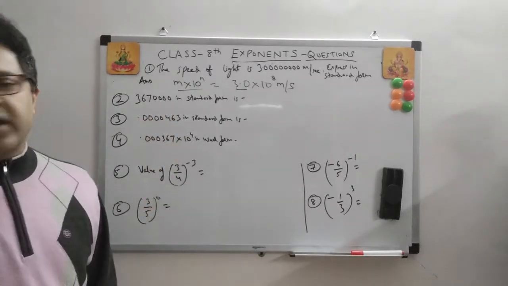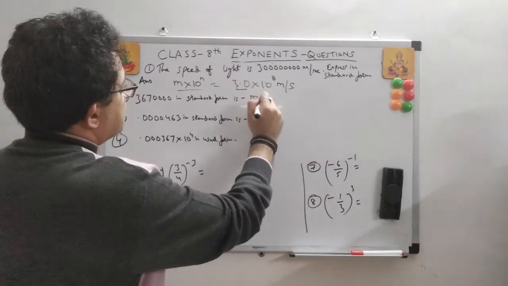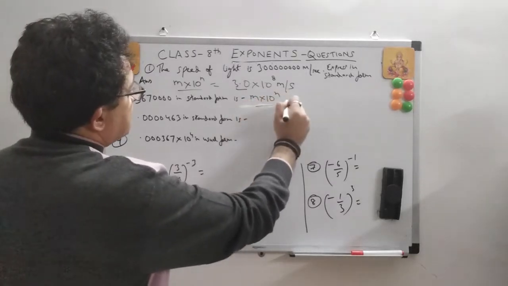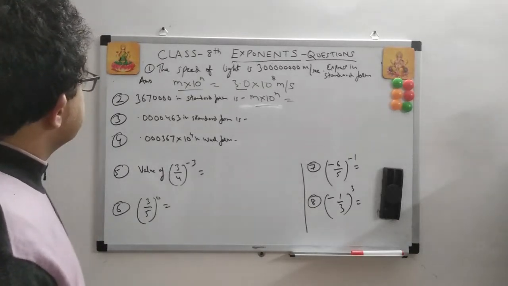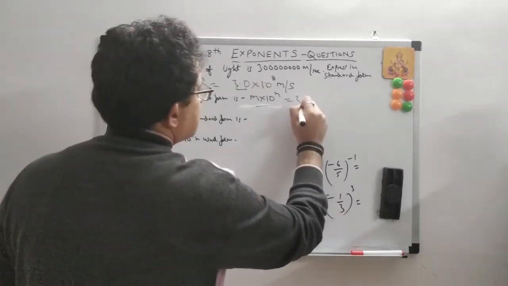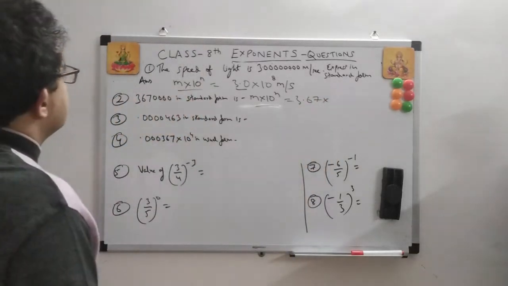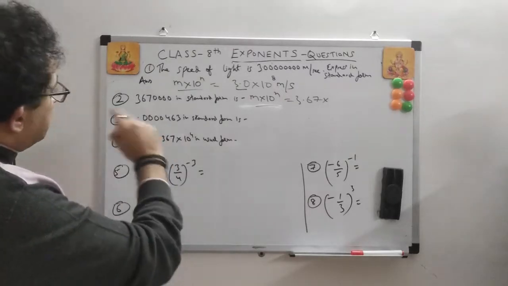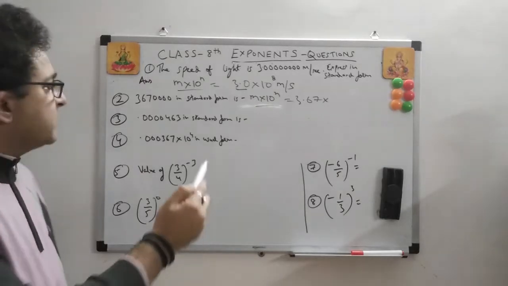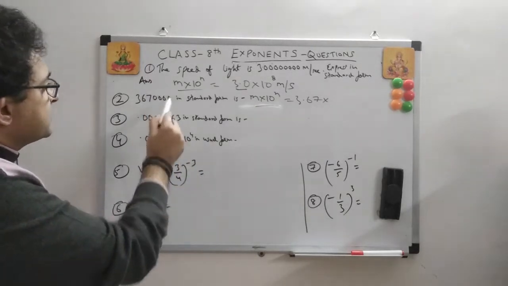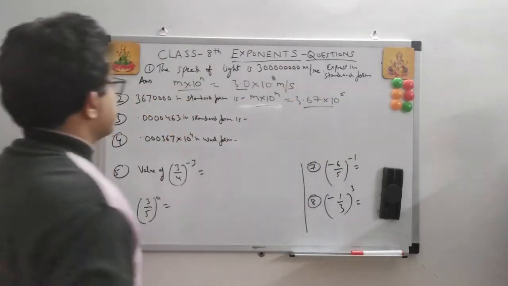3670000 in standard form. Again the same. It has to be in this form, m into 10 to the power n. So this will be how much? 3.67 if I write this, into 10 to the power... How many digits are there which are right of the decimal point? 1, 2, 3, 4, 5, 6, into 10 to the power 6. Okay.